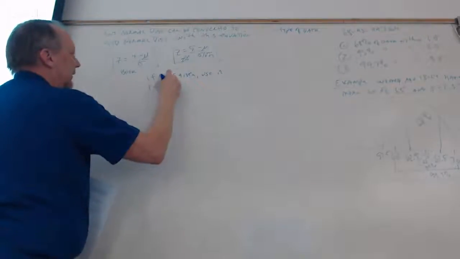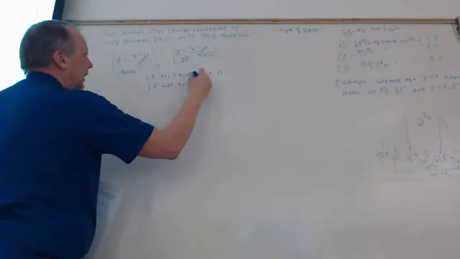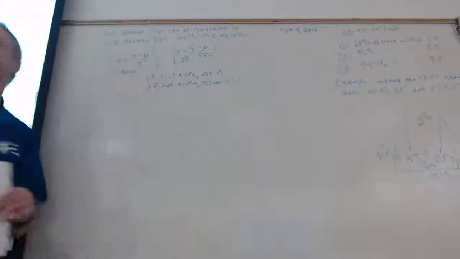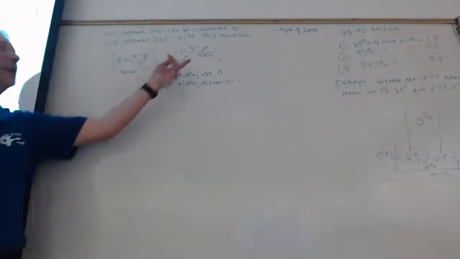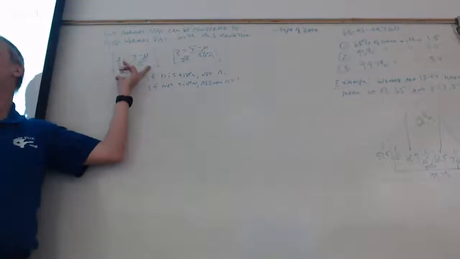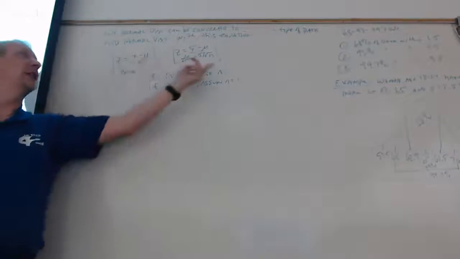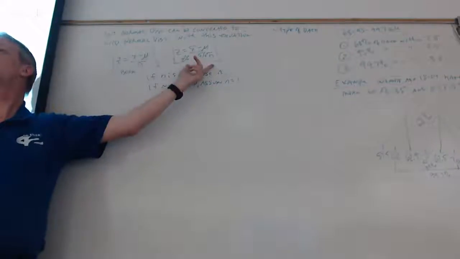If it's not given, assume that n equals 1. Even though this is the one they give you in this chapter, because n is always 1 in this chapter, I just want you to get used to this because we're going to use it in a future chapter. Just remember that n is 1 in this chapter.